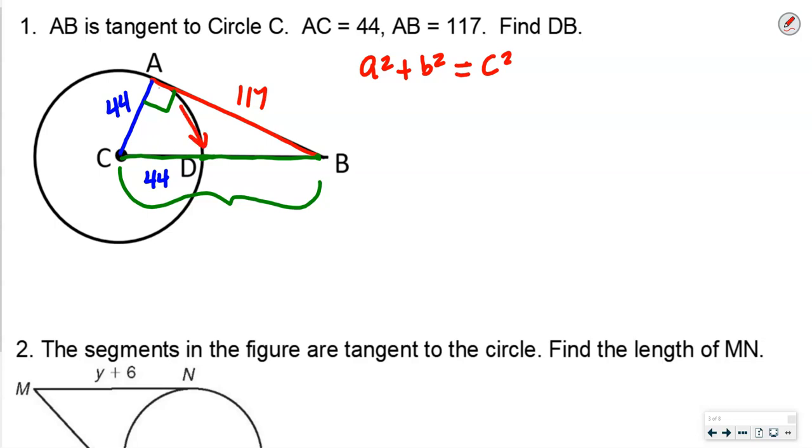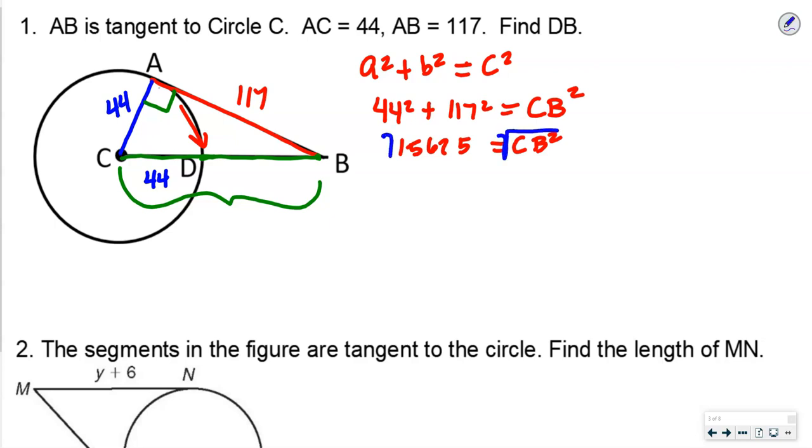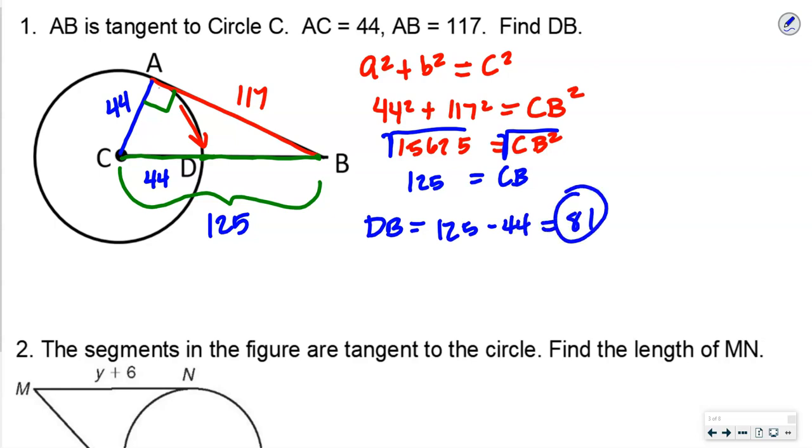Hopefully you know that this is our C because it's our hypotenuse, that side, okay? So we're going to do 44 squared plus 117 squared equals CB squared, okay? So when we do that, we get 15,625 is equal to CB squared. I'm going to take the square root of both sides. So CB is going to be equal to 125. Okay, so that means that whole length right there is 125. So to find DB, we're going to basically do 125 minus 44. So that's our 81. Okay?